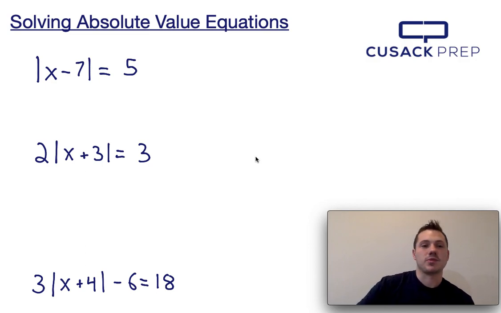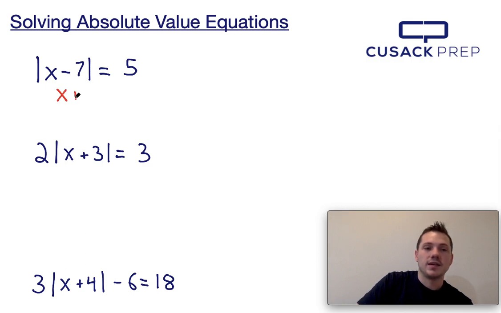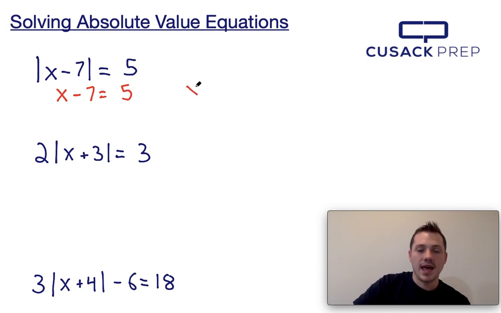In our first example, we can see that the absolute value is already totally alone. So all we have to do in this case is get rid of the absolute value sign. Now, to get rid of an absolute value sign, you have to set up two equations. One where you set what's inside of the absolute value equal to what's on the right side. So in this case, x minus 7 is equal to 5. And one where you set what's inside of the absolute value equal to the negative of what's on the right side.